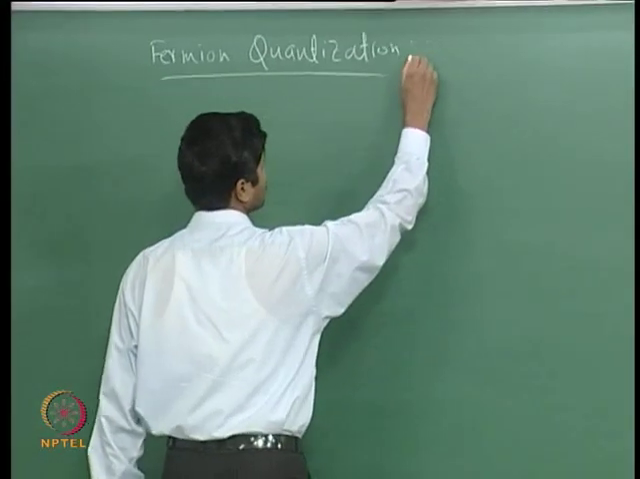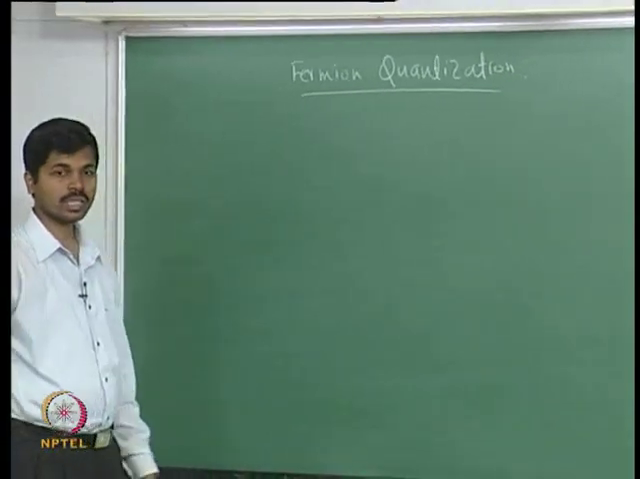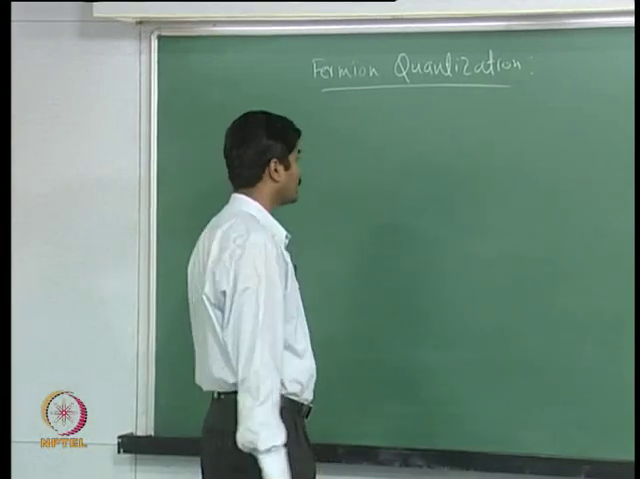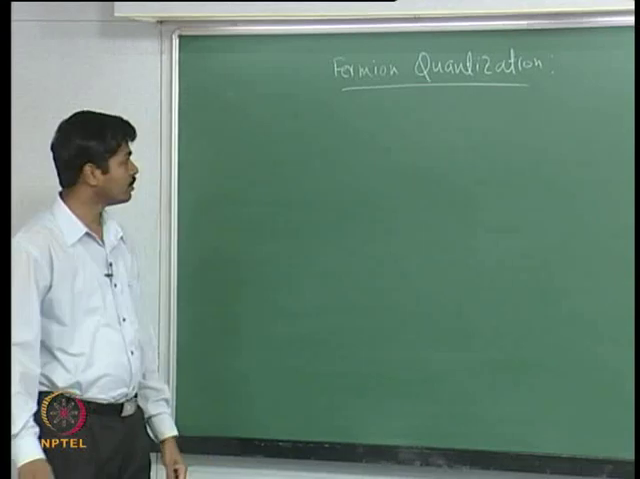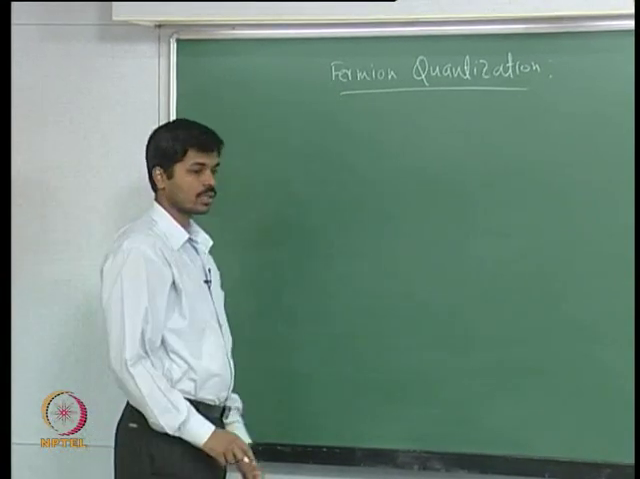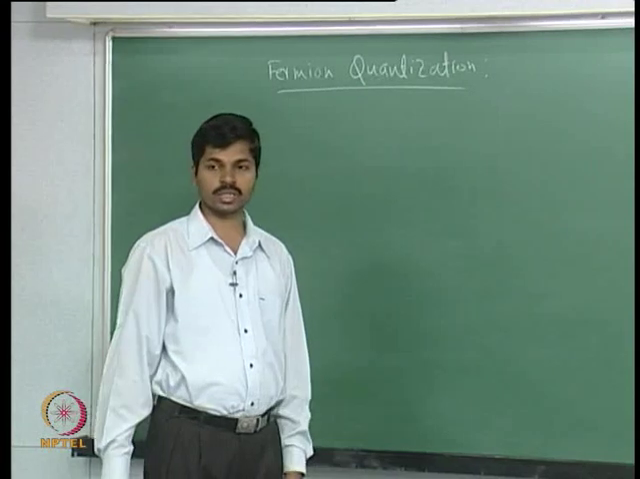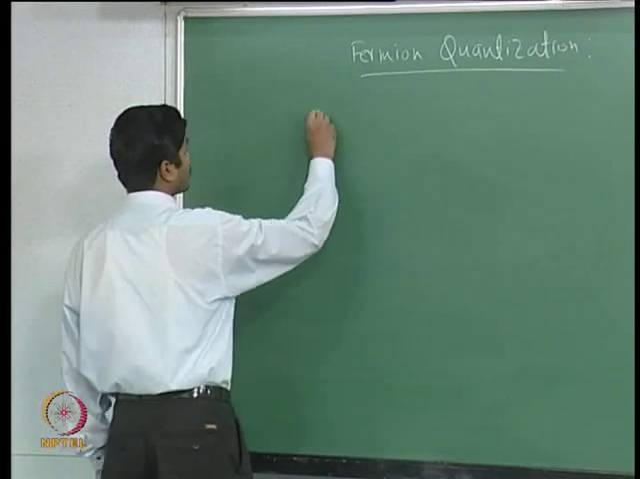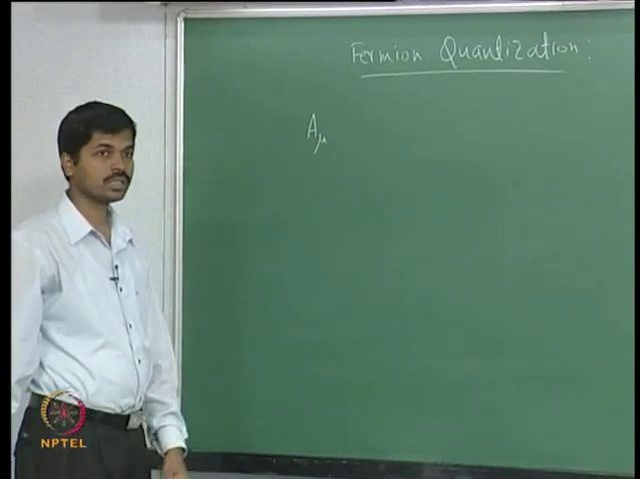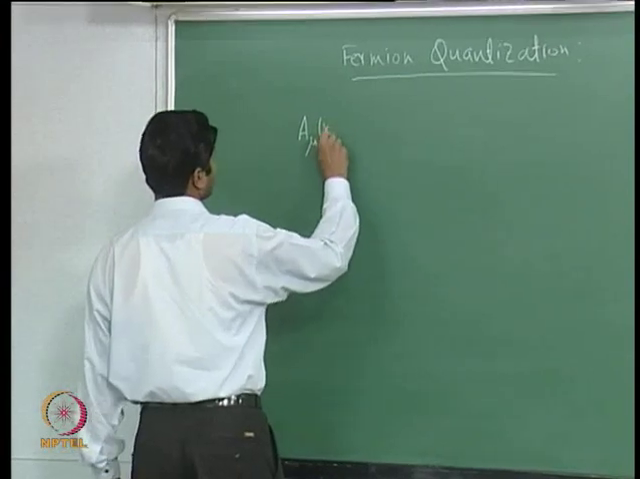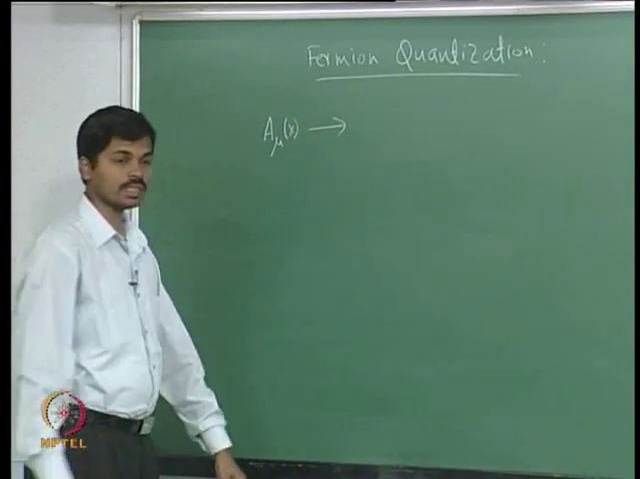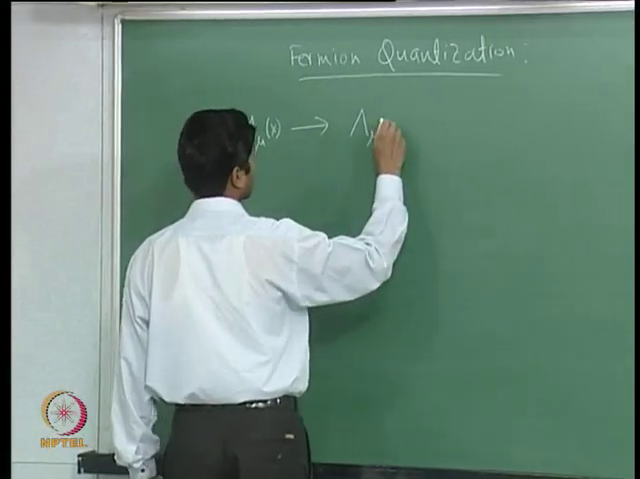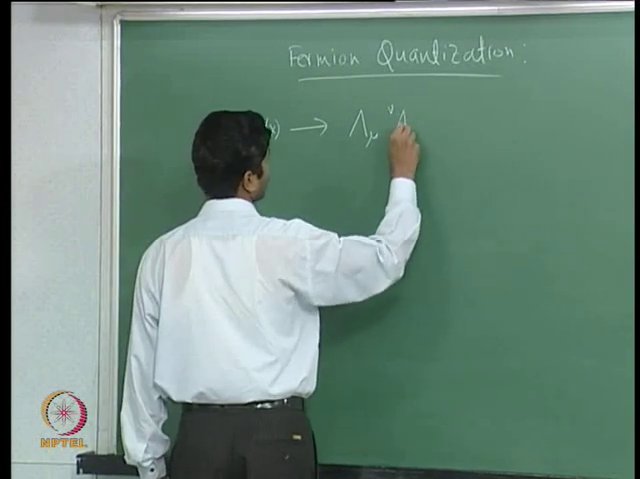What we need to do first is to construct a Lagrangian for the fermion fields, which are Lorentz invariant, and then discuss how to quantize them. Before that, let me introduce how the fermion fields transform under Lorentz transformation. You are very much familiar with the vector field, which transforms under Lorentz transformation like this. When you perform a Lorentz transformation on a vector field, it goes like lambda mu nu a nu of x.